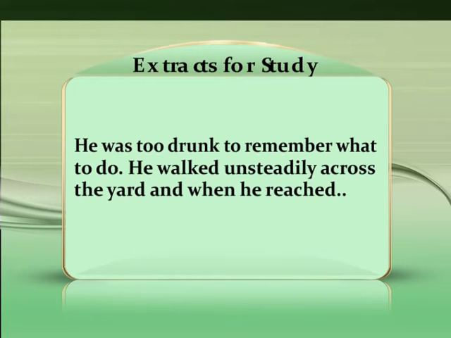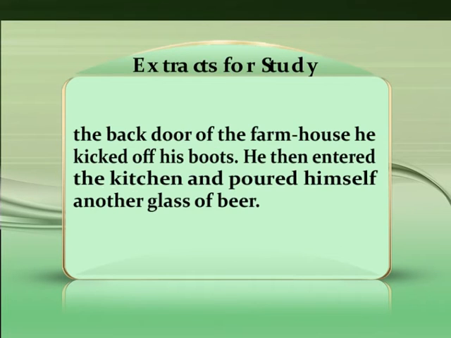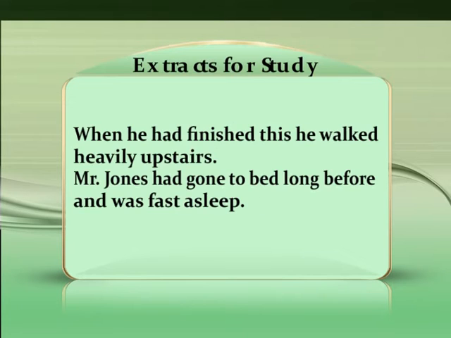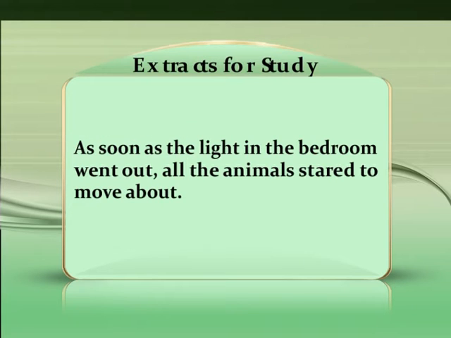He walked unsteadily, staggering up and down across the yard. And when he reached the back door of the farmhouse, he kicked off his boots because he was intoxicated. He then entered the kitchen and poured himself another glass of beer. When he had finished this, he walked heavily upstairs. Mr. Jones had gone to bed and was snoring very fast. As soon as the light in the bedroom went out, all the animals started to move about.